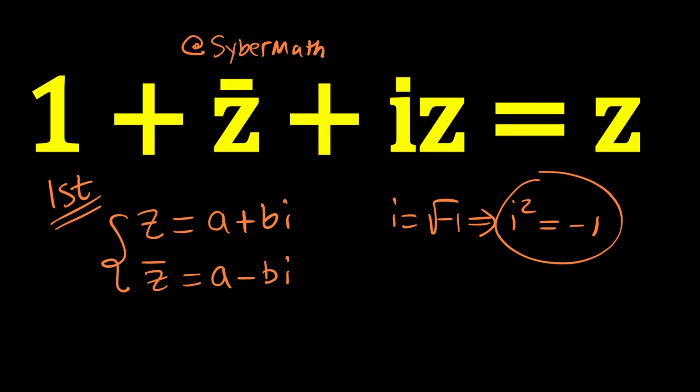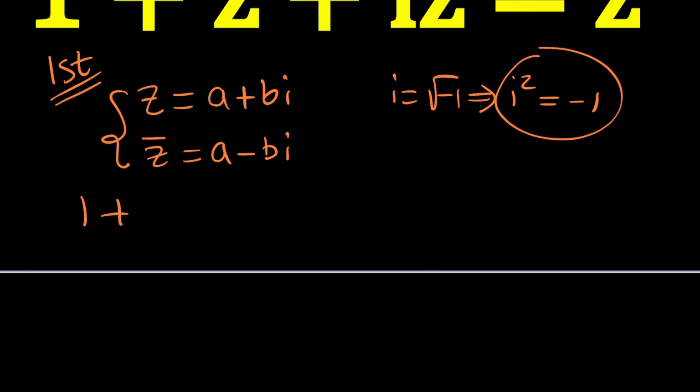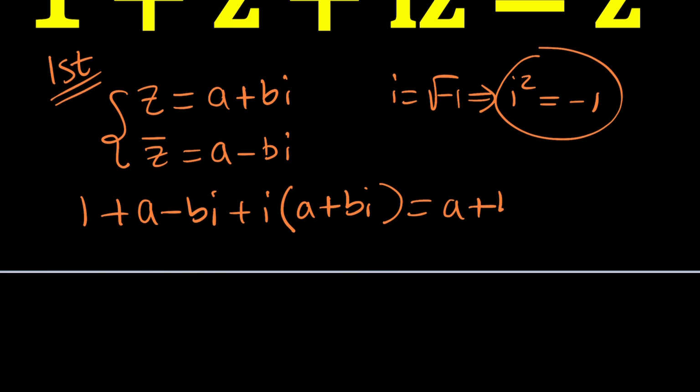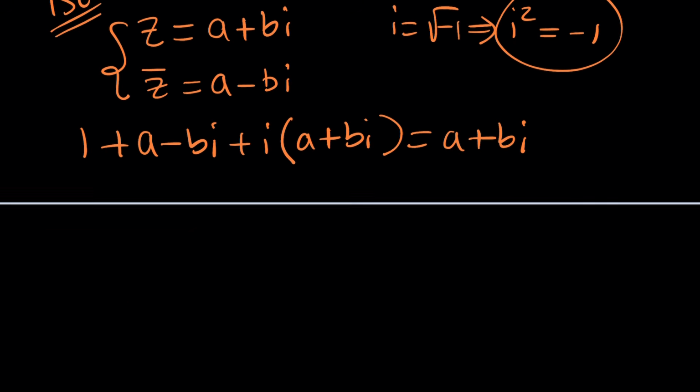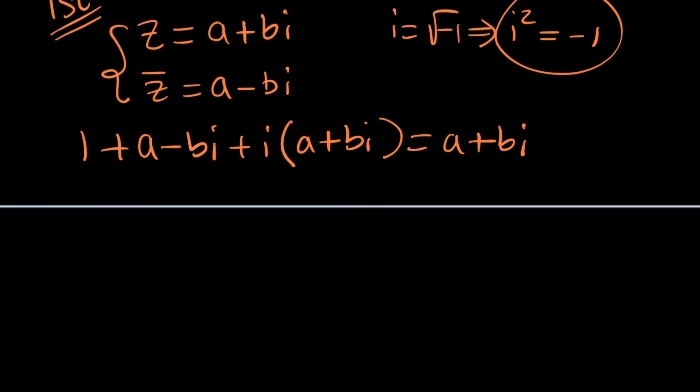Let's go ahead and plug everything in. We're ready. 1 plus z bar, which is a minus bi, plus i times z, which is a plus bi, equals z again, a plus bi. Now, to make things a little easier on yourself, maybe you can subtract z from both sides first, factor out the z, and then proceed that way. No big deal. You're pretty much going to get the same thing.